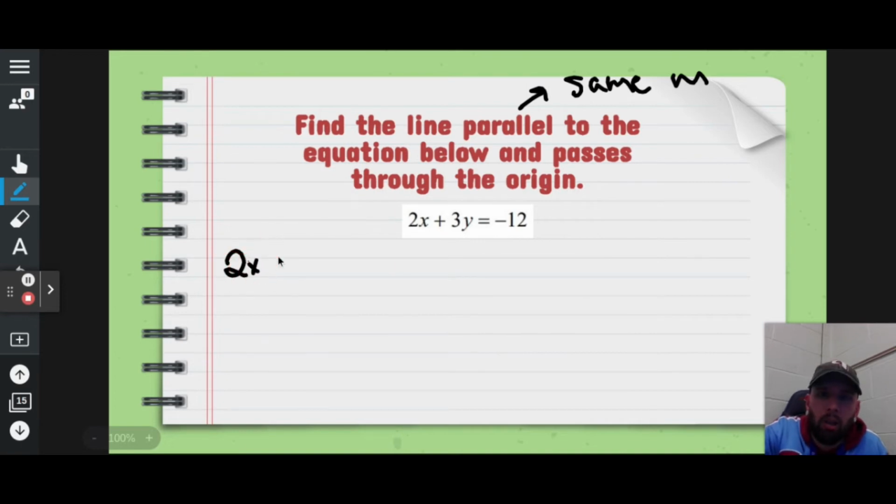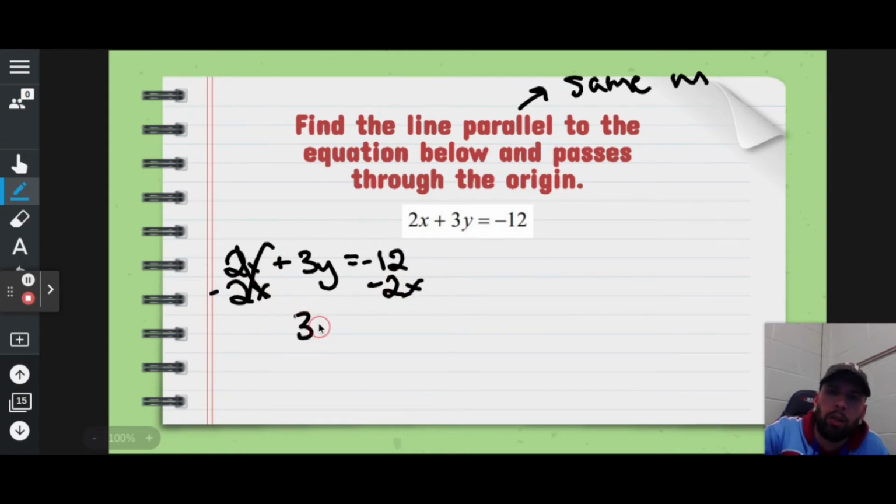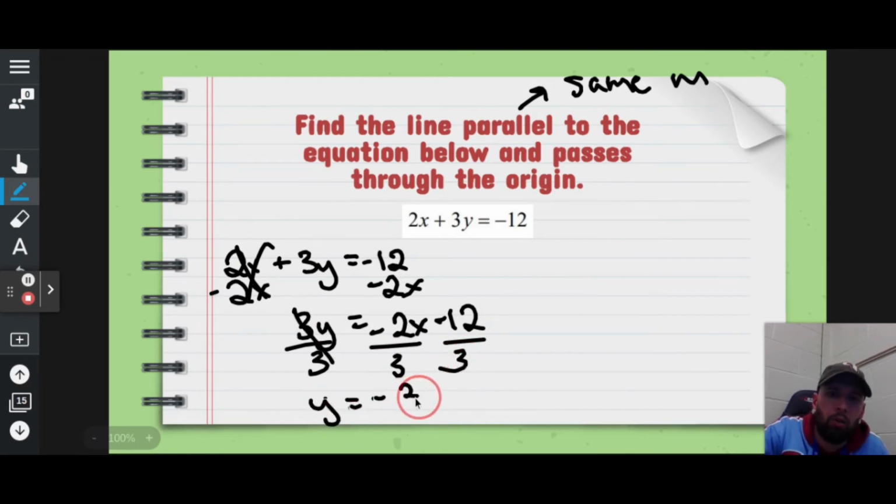So I have 2x plus 3y equals negative 12. If I want to find the slope, then what I could do is solve for y. So I subtract 2x, like that. 3y is now over here. I have negative 12 and negative 2x. They don't combine. If I'm going to find the slope, I want it to look like slope-intercept form. So I'm going to put it as negative 2x minus 12. Divide everything by 3. And I get y equals negative 2/3 x minus 4.